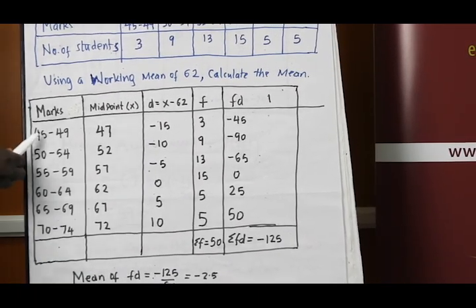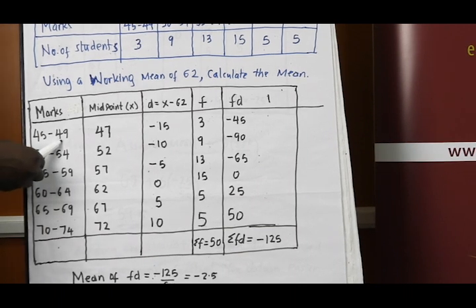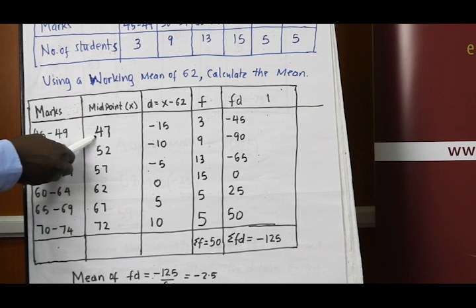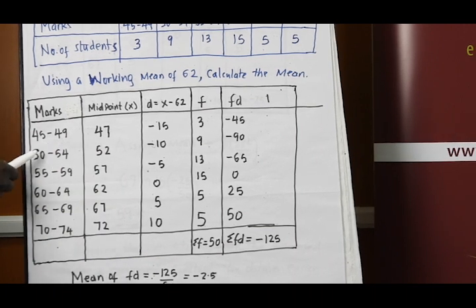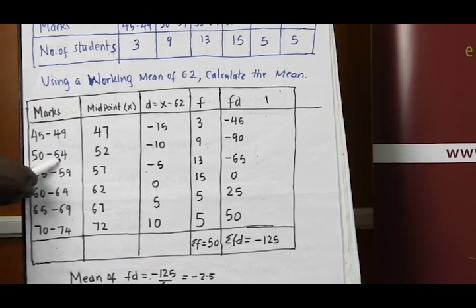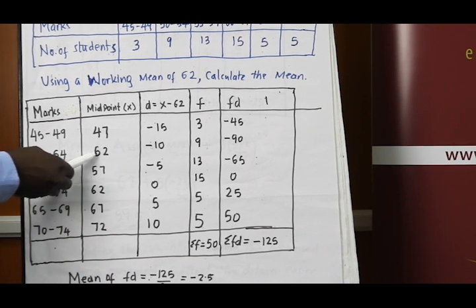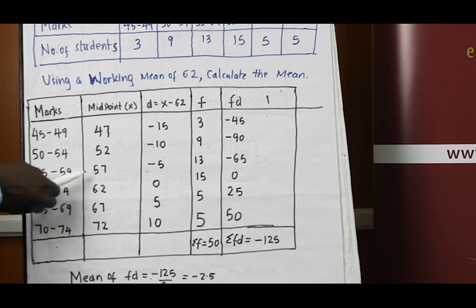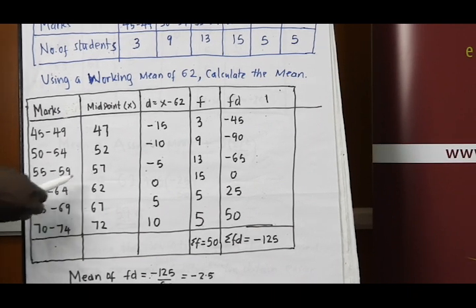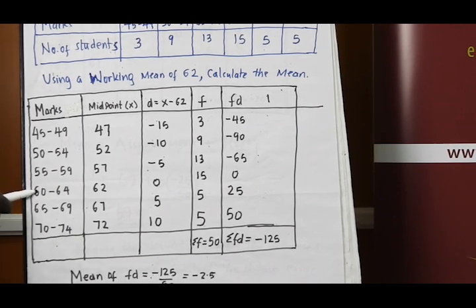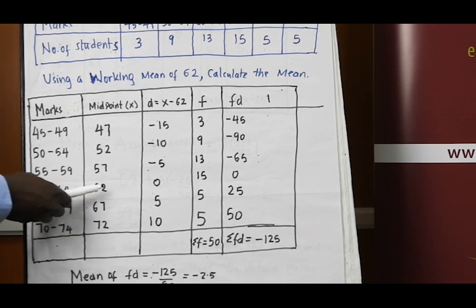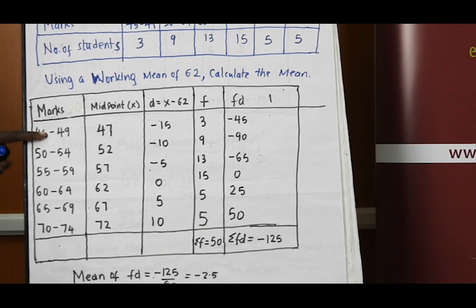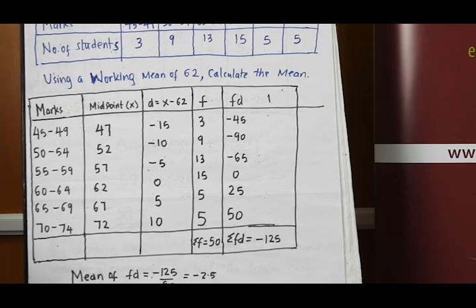We just add 45 plus 49 divided by 2. Those are the midpoints, 47. The next one is 50 plus 54 divided by 2. That gives us 52. The next one is 55 plus 59 divided by 2. That gives us 57. Then 60 plus 64 divided by 2, 62, and so on. So to get the midpoints, just add the two and then divide by 2.